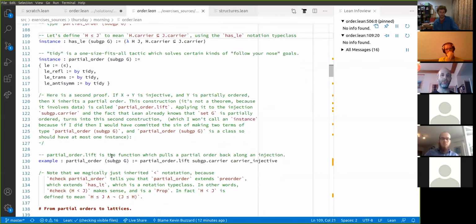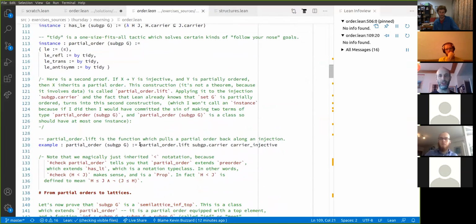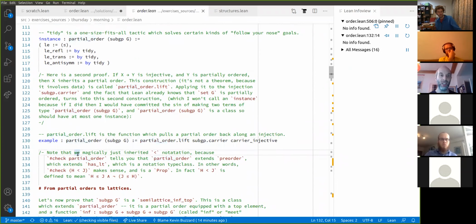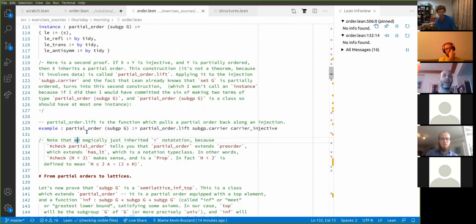And here's another proof. There's a partial order dot lift function that says if I have an injection from A to B and B is partially ordered, then A inherits a partial order. So our subgroup dot carrier function here, that's it. We proved it was an injective function, and so we can feed that function and the proof that it's injective into the partial order dot lift function, and that gives us another proof that G is a partial order. I figure that the people in the audience understand what partial orders are, so I haven't made too much of a meal of partial orders.